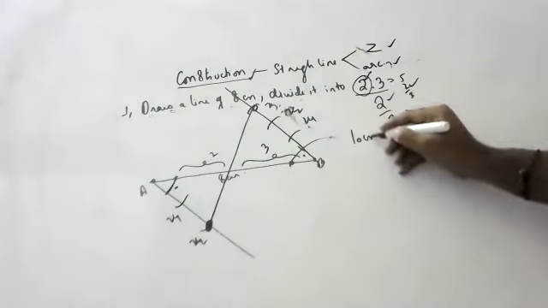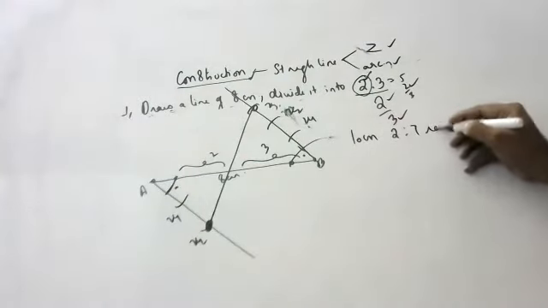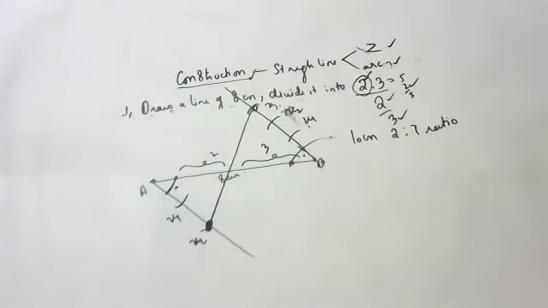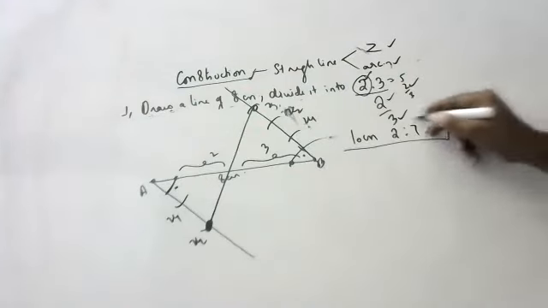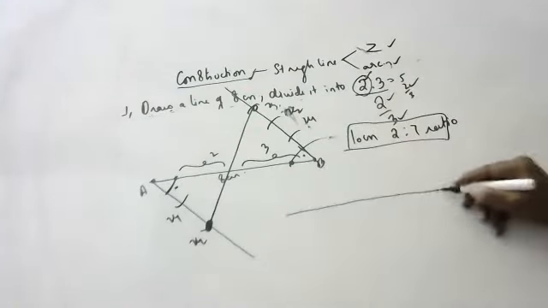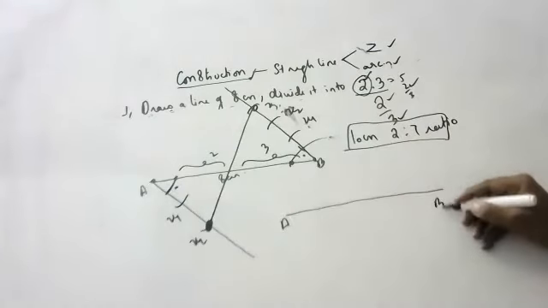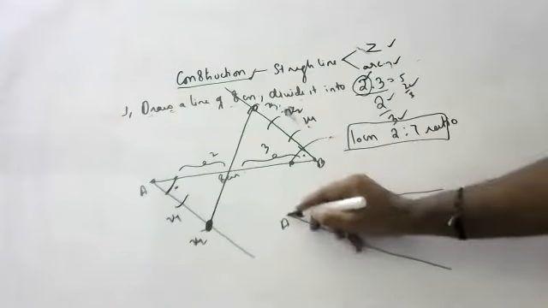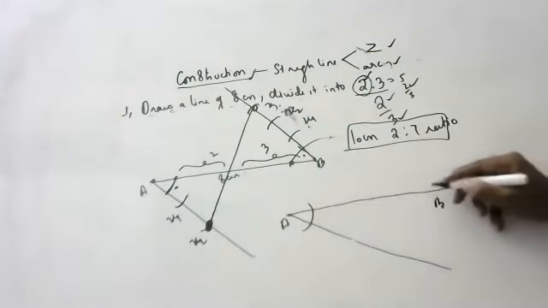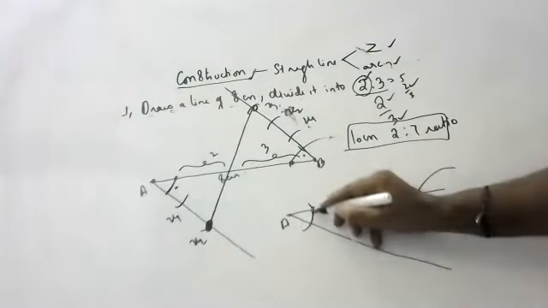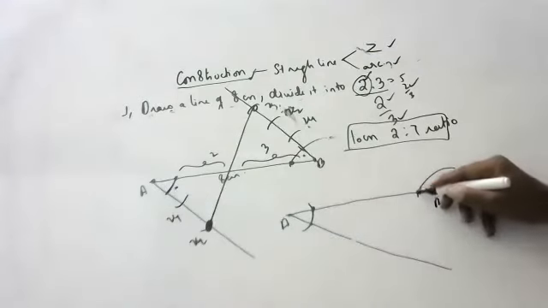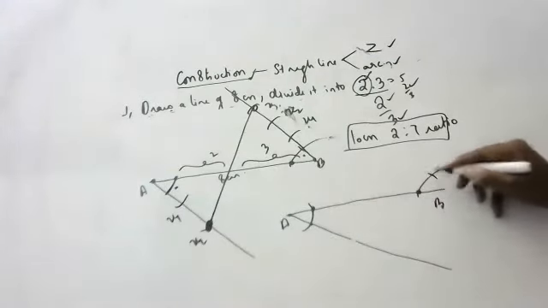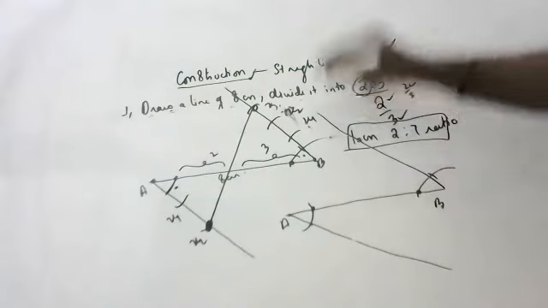Draw a 10 centimeter line in 2:7 ratio. This is the question. First draw 10 centimeter. Please listen children. Some acute angle. Now put compass here, draw an arc. Take this distance and just cut like this.